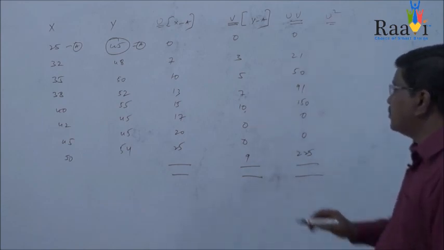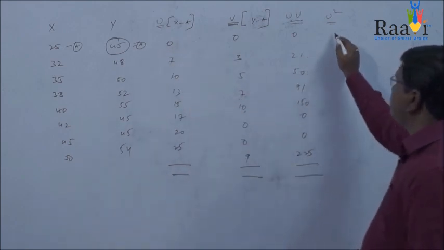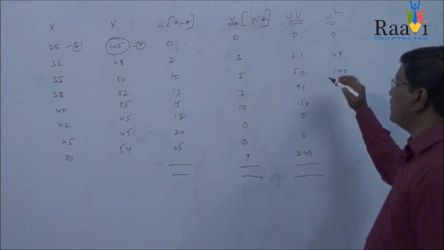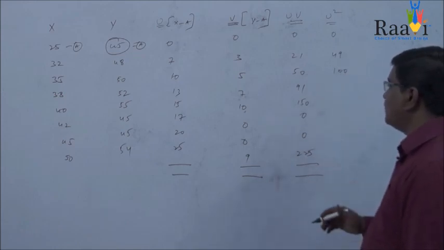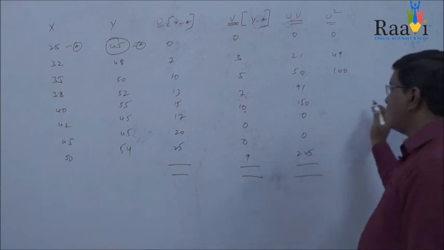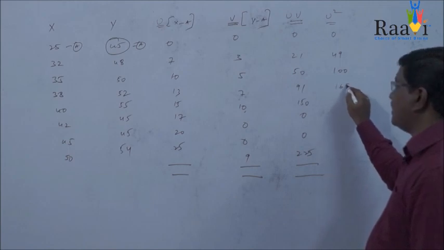After UV, next we need to do U square. How will we get U square? We need to square these U values. 0 squared is 0. 7 into 7, 49. 10 into 10, 100. 13 into 13, sorry, it is 169.